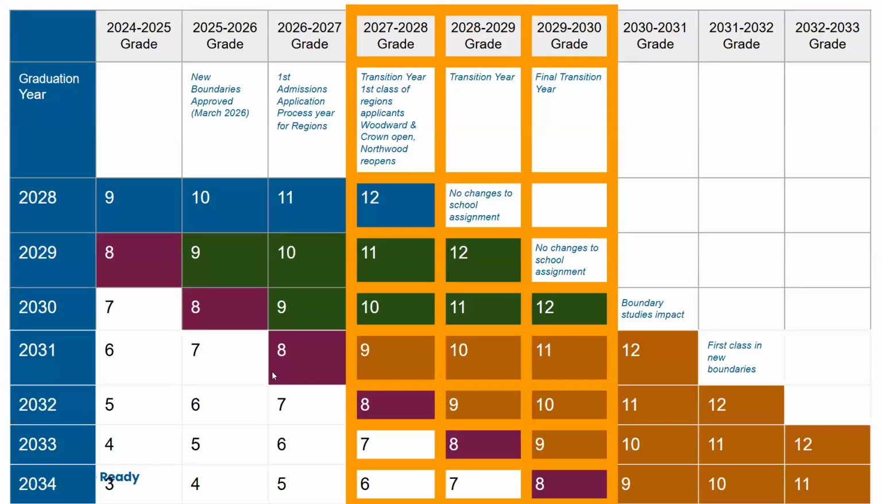Let's look at the current 7th grade students, the class of 2031. This class will be the first impacted by the new regional model.